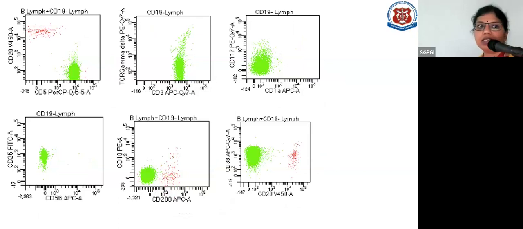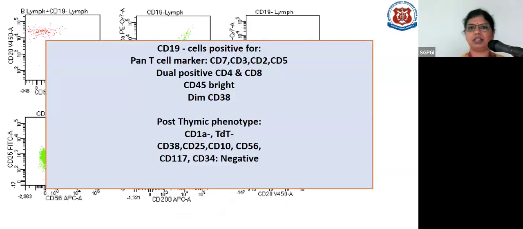Then you can see here CD20 is negative and the cells are expressing 5. They're expressing 3. And your cortical markers, 1A is negative, 56 is negative, and they are expressing some degree of 38, and 10 is negative. So this is the summary: CD19 negative cells positive for your pan T cell markers 7, 3, 2, 5, dual positive for 4 and 8 with a bright 45 expression and dim 38. And it was a post-thymic phenotype because 1A and TdT were negative, and the other markers: 25 for adult T cell leukemia lymphoma was negative, 10 for angioimmunoblastic was negative, 56 for NK cell was also negative.